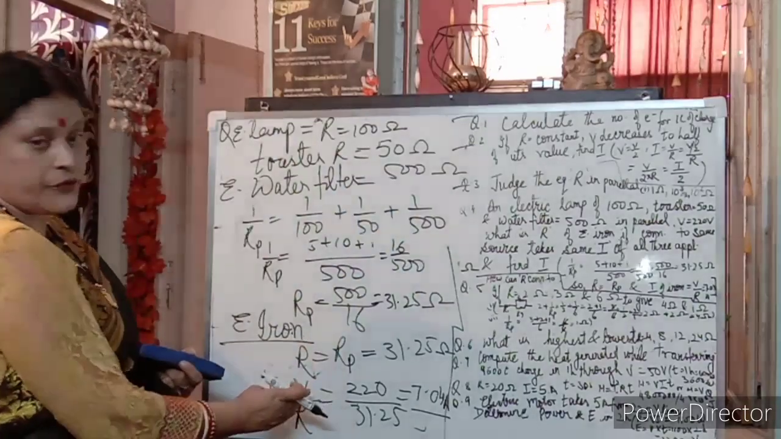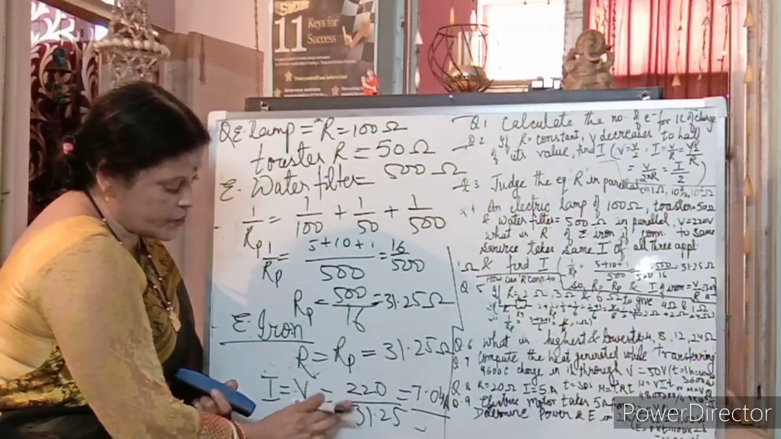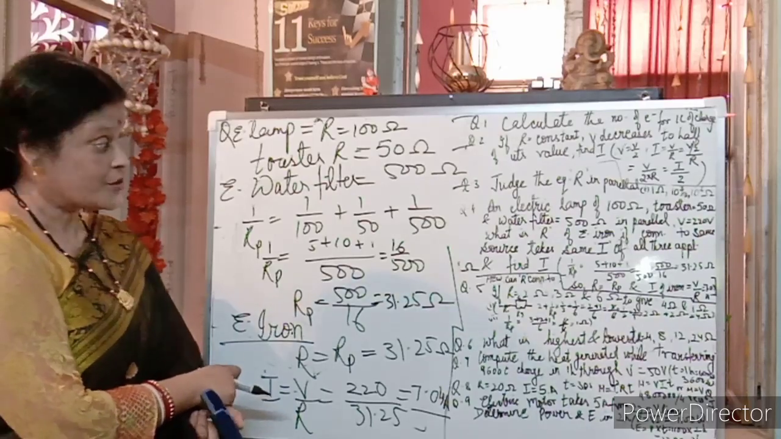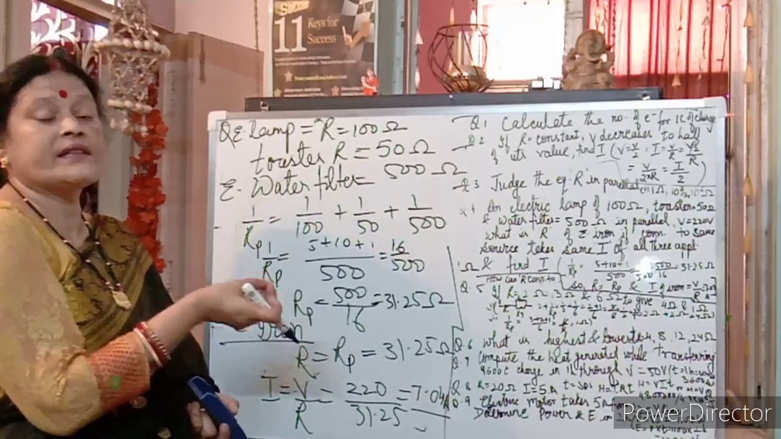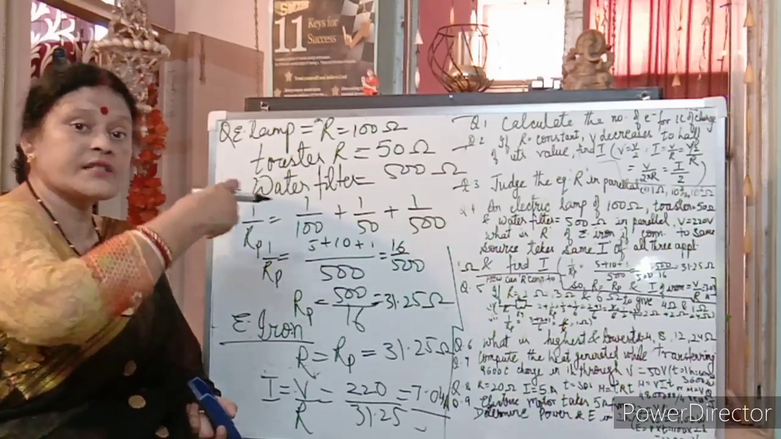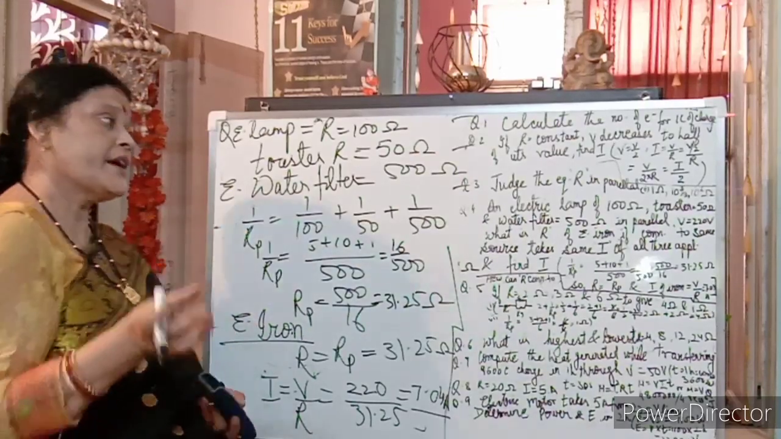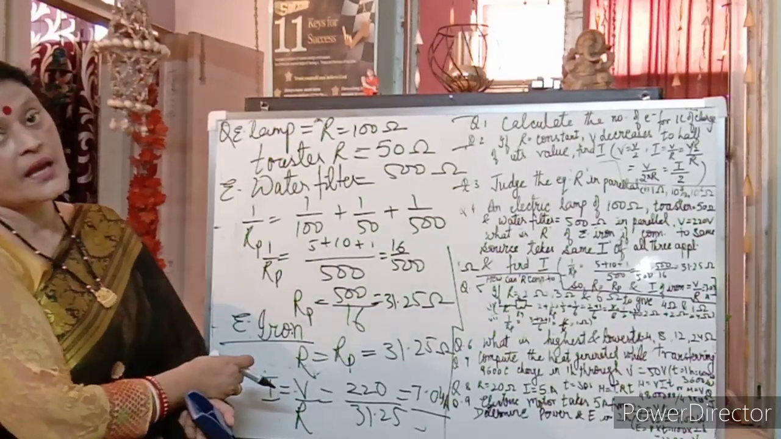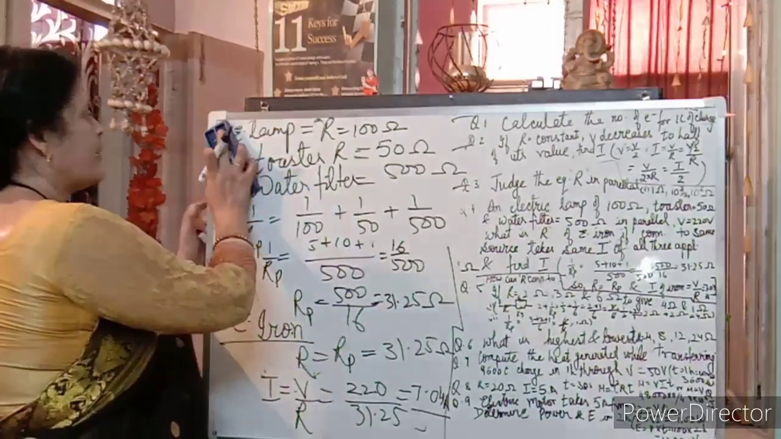Now the total current of all four, including the iron, is 220 volt upon 31.25. This is the total ampere. Correct? So don't confuse. If they also say that the fourth appliance is connected to the same source, that's it. If they give R or some different volt, then there is another procedure. Then you will first find the iron's current, then add it to this. Otherwise, it will be the same source. Everything will be the same, and finally the total current will come. Right? Next numerical, come.